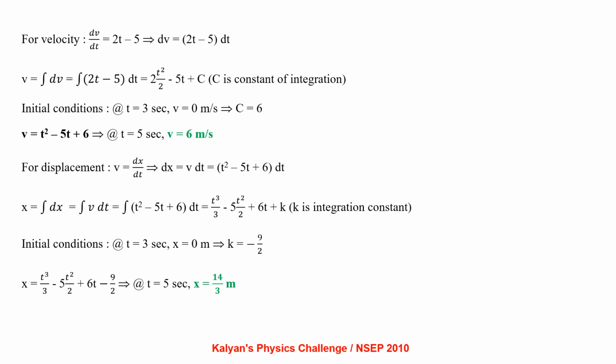For finding velocity, we write dv by dt equal to 2t minus 5, from which we get v equal to t square minus 5t plus 6. I suggest you to pause the video for some time and go through the integration process. For displacement, we can write v equal to dx by dt, from where we get x equal to t cube by 3 minus 5t square by 2 plus 6t plus k, where k is constant of integration. Upon substituting initial values, we get x equal to 14 by 3 meter.